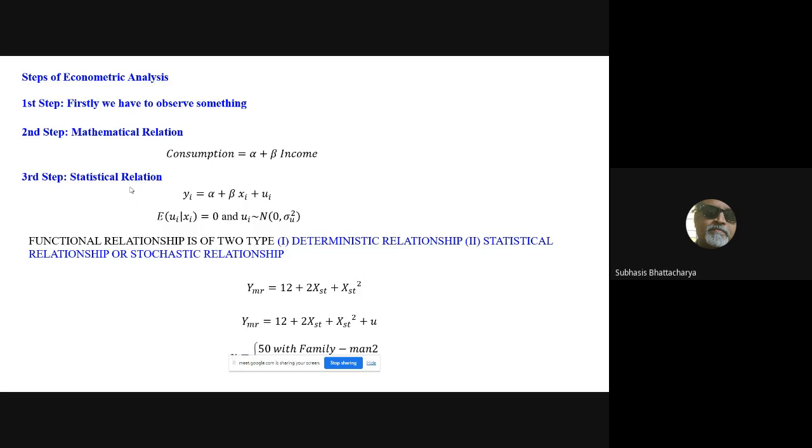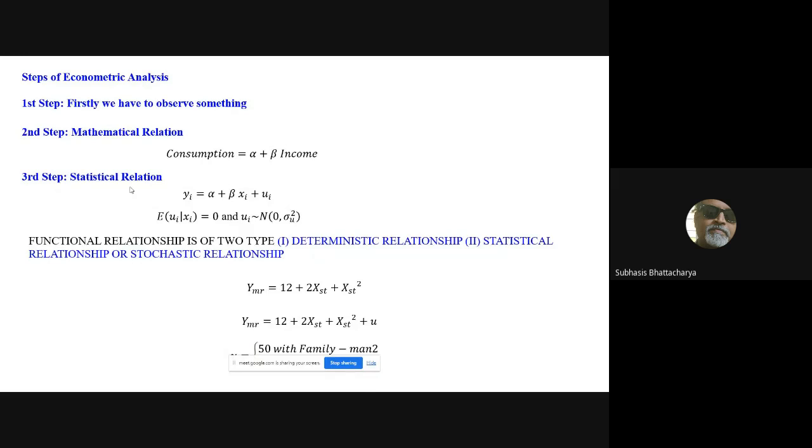That means there will be some probability that consumption takes some specific value. For example, consider one example: YMR is equal to 12 plus 2 XST plus XST squared. YMR is the mobile data recharge by the students, and XST is the stipend that students receive from the college or university. From such a relationship, for each specific value of student stipend, there is a specific value of YMR, the mobile recharge. But commonly in the real world, such an exact relationship is a rare possibility.